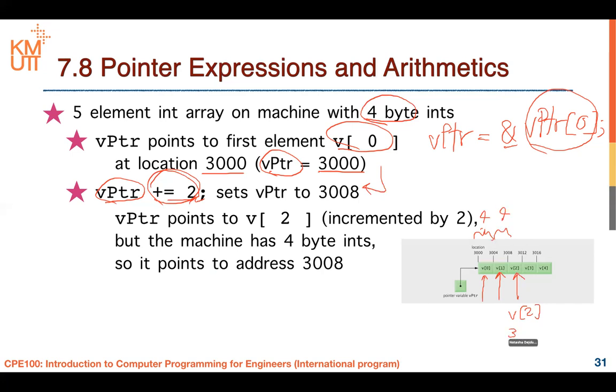So here will be 3008. That's why when you use VPTR plus equal to 2, it will go to the array element V2, and the address will be 3008.